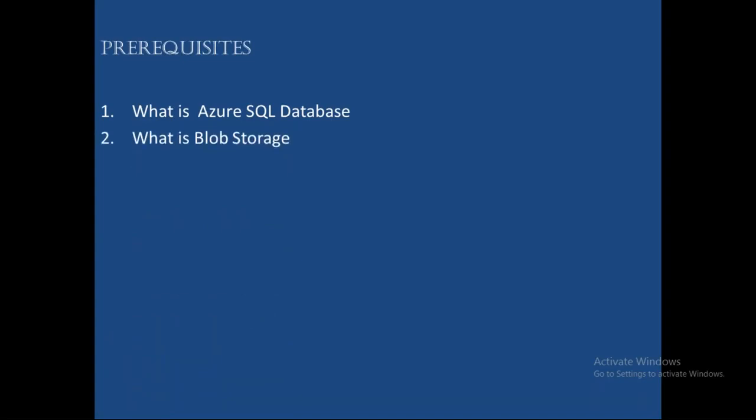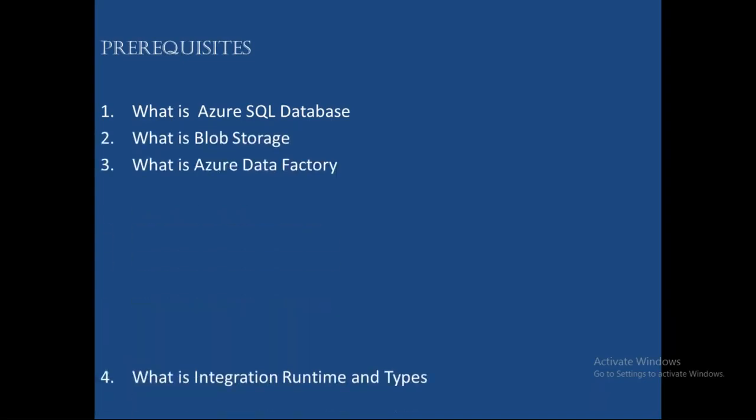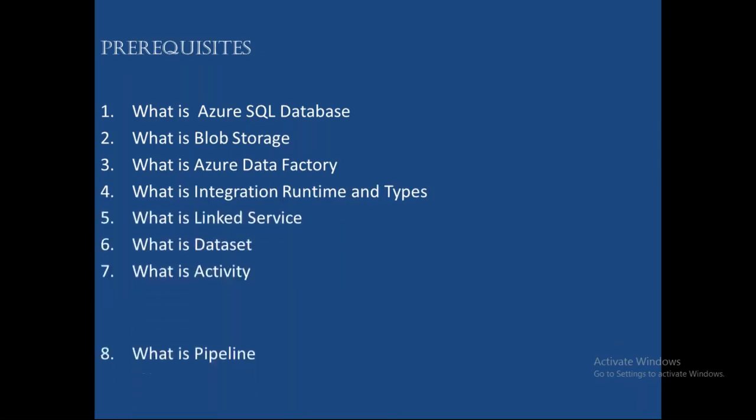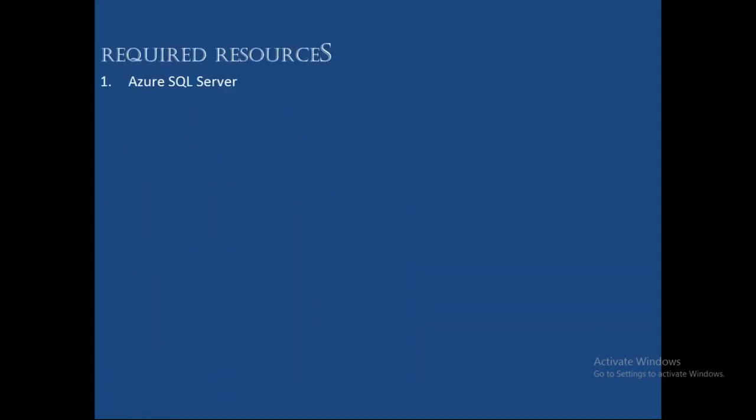We already know what is Azure SQL database, what is blob storage, data factory, integration runtime and the types, what is linked service, what is dataset, what is the activity, and the pipeline. So all these things we are already aware of. So, required resources: Azure SQL server, we need to create Azure SQL database, blob storage, and Azure Data Factory v2. Okay, these are the resources we need to create, friends.